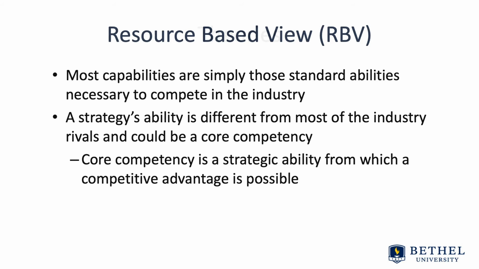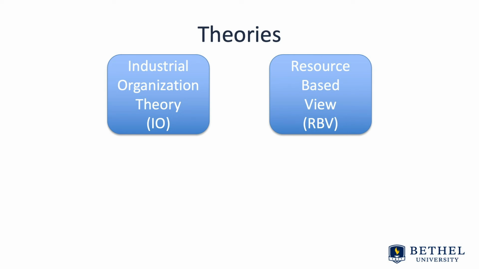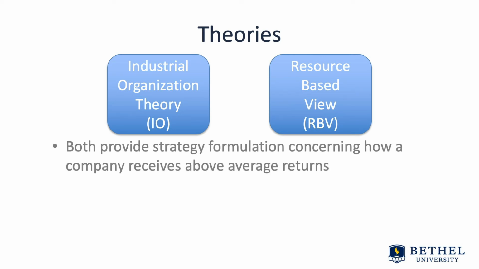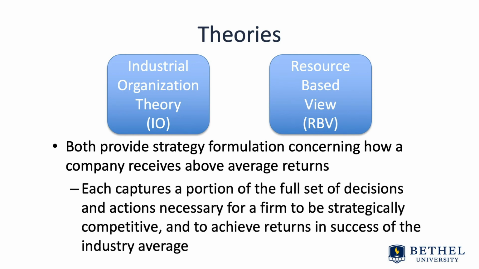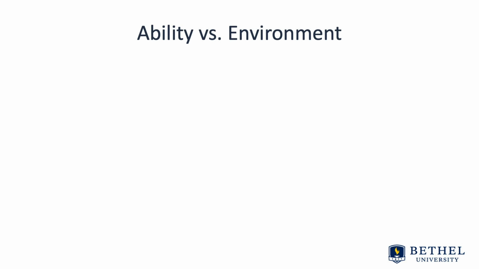As you might have begun to realize at this point, the two theories, as the saying goes, represent two sides of the same coin. These strategic theories provide us two different models of strategy formulation concerning how a company achieves above-average returns. Thus, each captures a portion of the full set of decisions and actions necessary for a firm to be strategically competitive and to achieve returns in excess of the industry average. One uses tools and frameworks to identify opportunities and threats, while the other uses tools and frameworks to identify strengths and weaknesses.